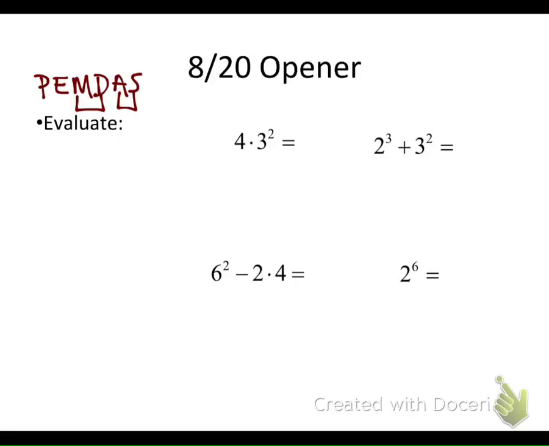So let's look at this first problem. We have 4 times 3 squared. Well, I don't have parentheses, but I do have an exponent. My exponent is 3 to the second power, or 3 squared. What is 3 squared going to be? Morgan?